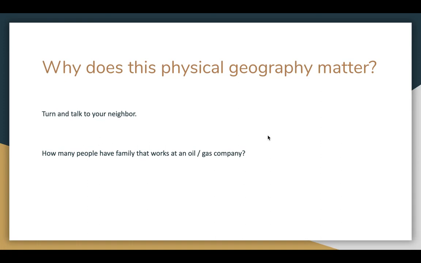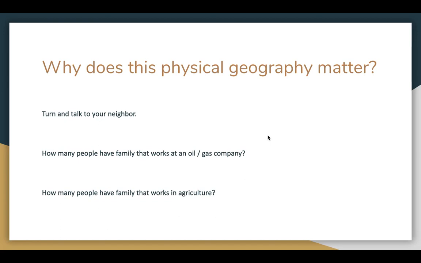For some people, it is why they moved to Oklahoma, because of energy. How many people have families that work in agriculture? That might be a bunch of you. That might not be any of you. But between these two things, physical geography really matters.